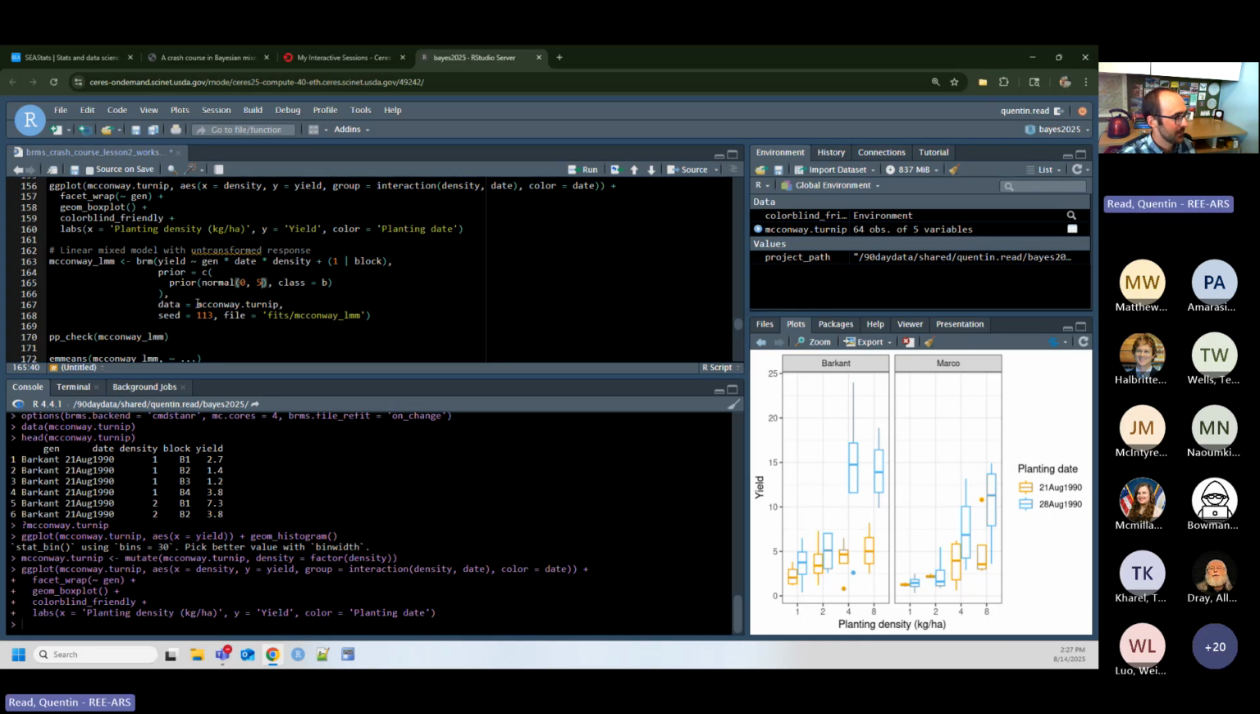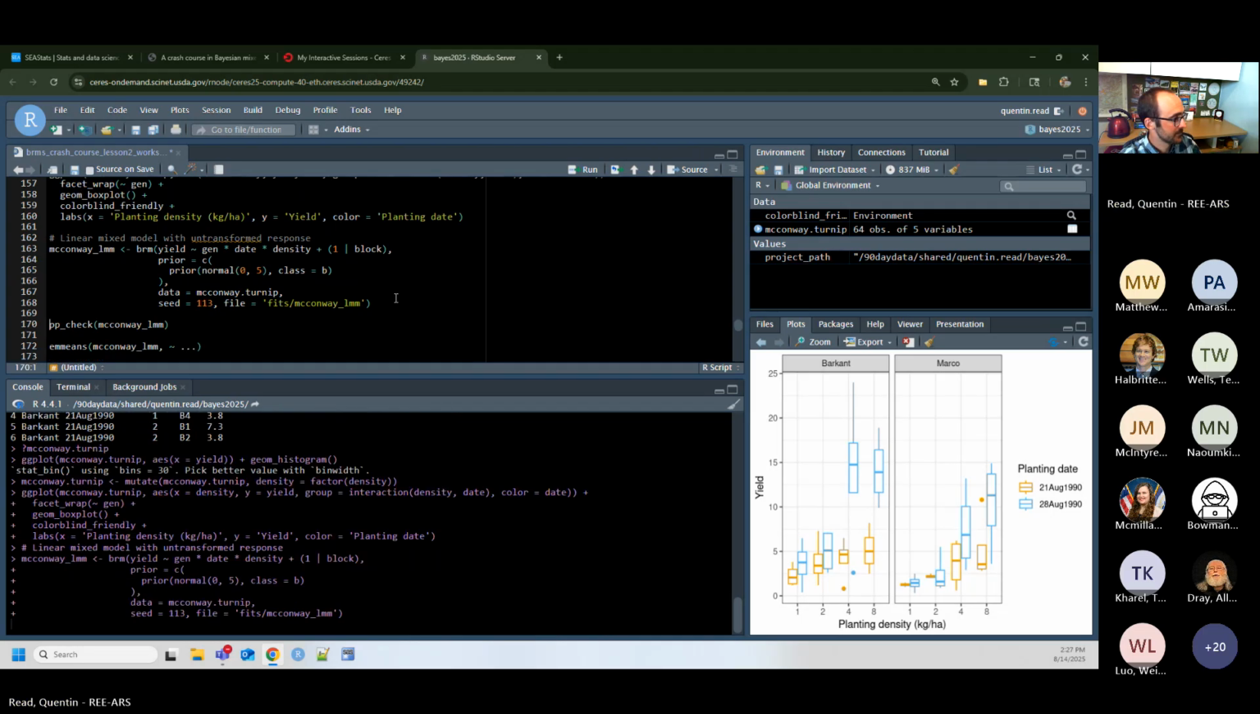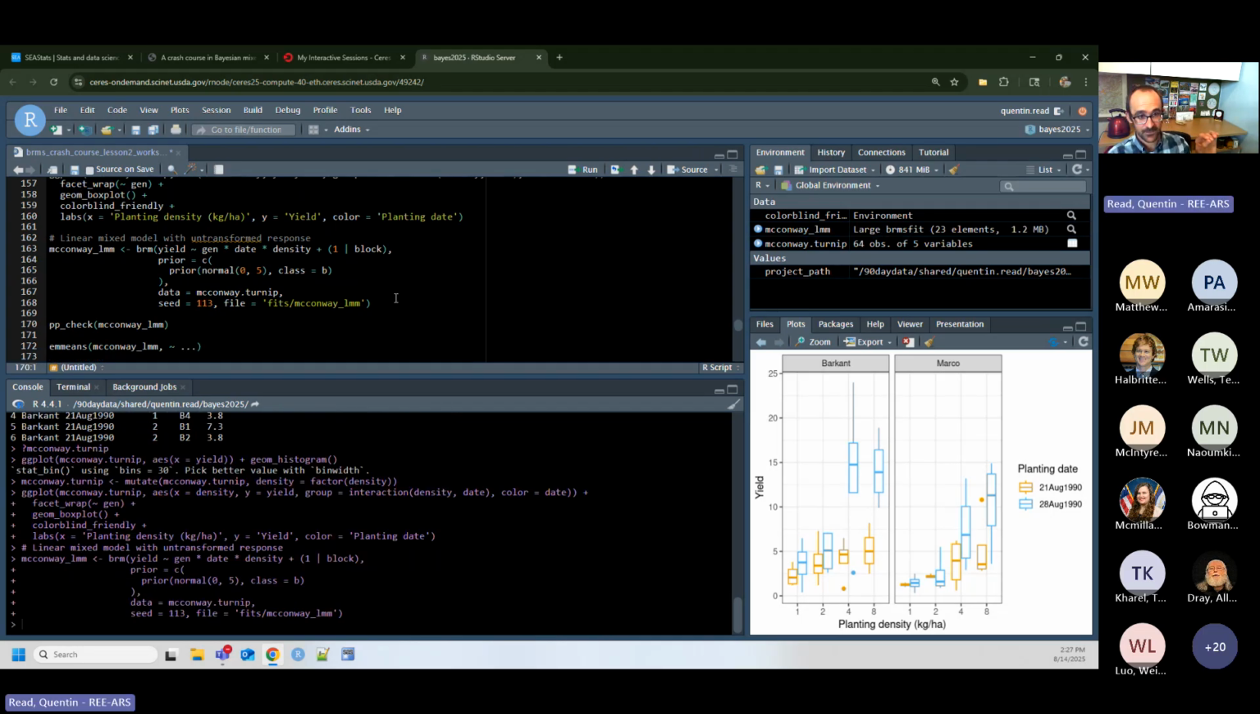And here's our data set, and I've just put defaults for how many chains and how many iterations. And then I'm going to hit Control-Enter to run that. And because I have it saved as a pre-fitted object, it just runs instantly.